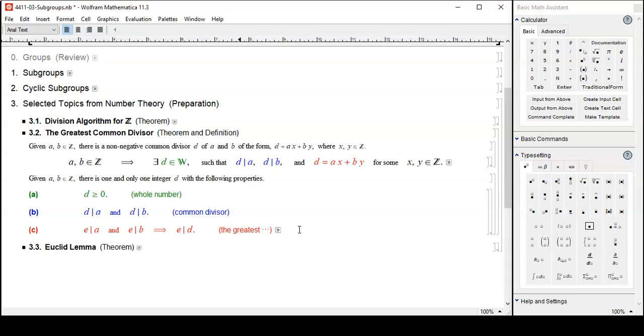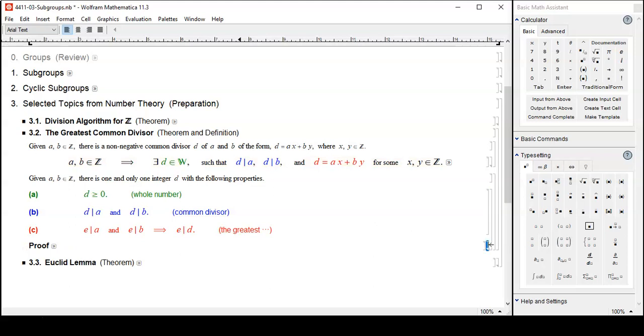And look at the color coding. This is clearly green, whole number. This is clearly blue. It's the same as this. But how about this red? Does it have something to do with this linear combination property here? The answer is yes, but it's not that obvious. Well, let's go ahead and prove it.